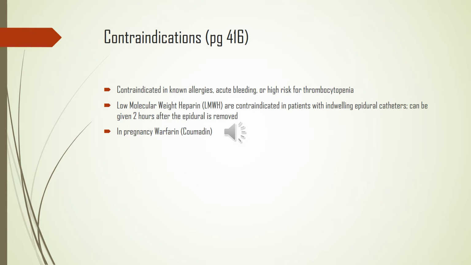Acute bleeding. So the question being, would you give somebody that is bleeding something to thin their blood more? No, you would not. And you would not give them to somebody that is at a high risk for thrombocytopenia. Now, low molecular weight heparin, you're going to see it abbreviated LMWH. These are contraindicated in patients with indwelling epidural catheters.